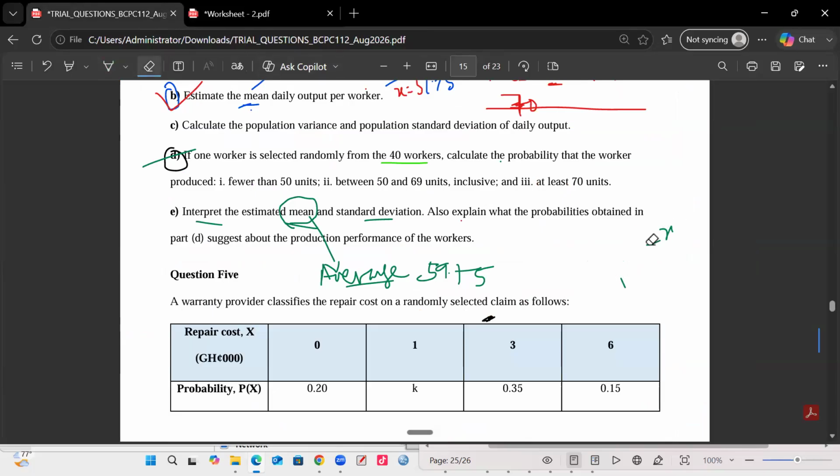Are you getting it? So I'm giving the interpretation for you for the mean. And I'm saying the mean stands for average. So if it is 59.75 for the mean, it is approximately what? 60. And it is 60x. What does the x represent? The x stands for the number of units. So it is 60 units.